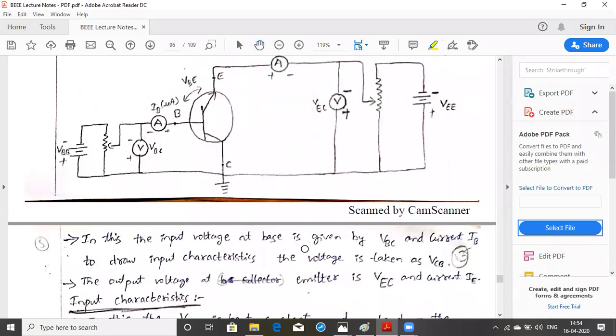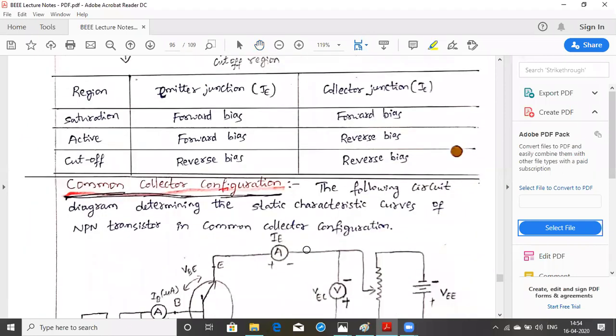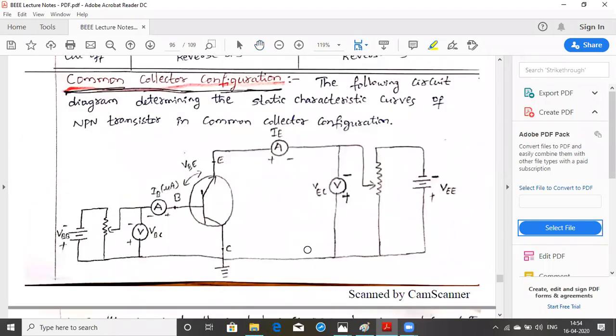These are the things you need to discuss for every configuration. First of all, you need to draw the diagram just like what is there in the lecture notes. After drawing the diagram, you need to draw the input characteristics, and write down at least 2 to 3 points regarding the input characteristics. Then you need to draw the output characteristics, and write down at least 2 to 3 points regarding the output characteristics. Also, you need to derive or find out the gain.